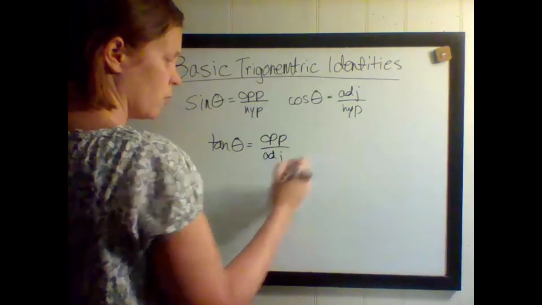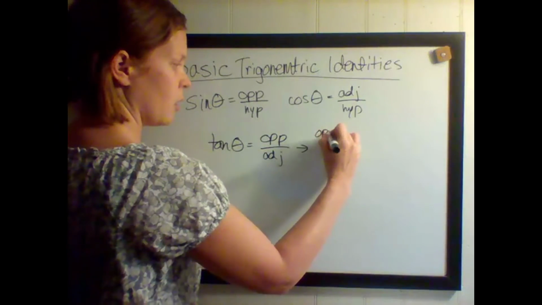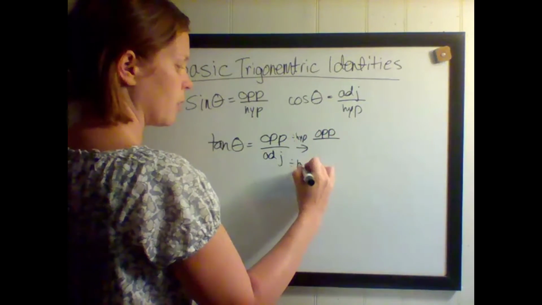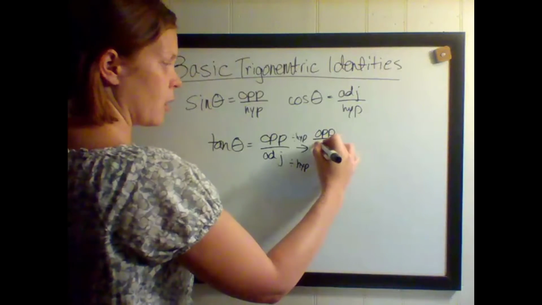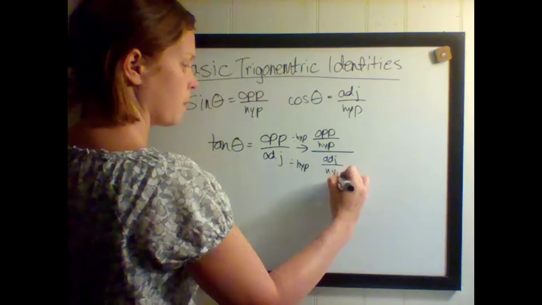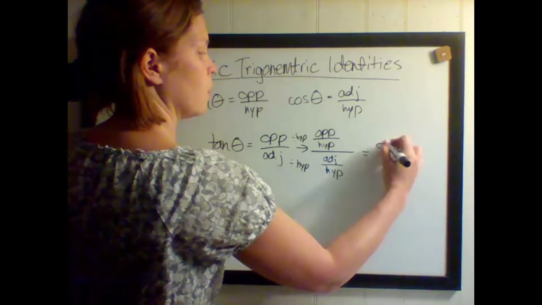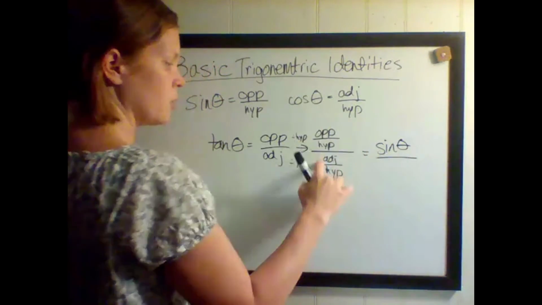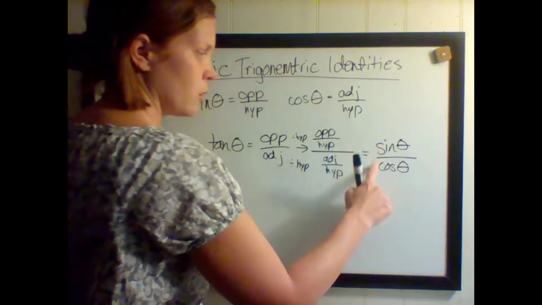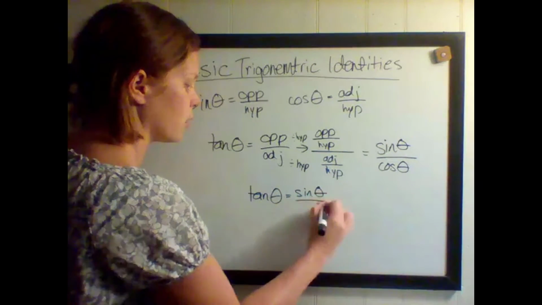So what I'm going to do right here is change this. Instead of just opposite over adjacent, if I divide top and bottom by hypotenuse, then I'm going to have opposite over hypotenuse over adjacent over hypotenuse. Well, opposite over hypotenuse is sine of theta, and adjacent over hypotenuse on the bottom is cosine of theta. So tangent of theta is equal to sine theta over cosine theta.